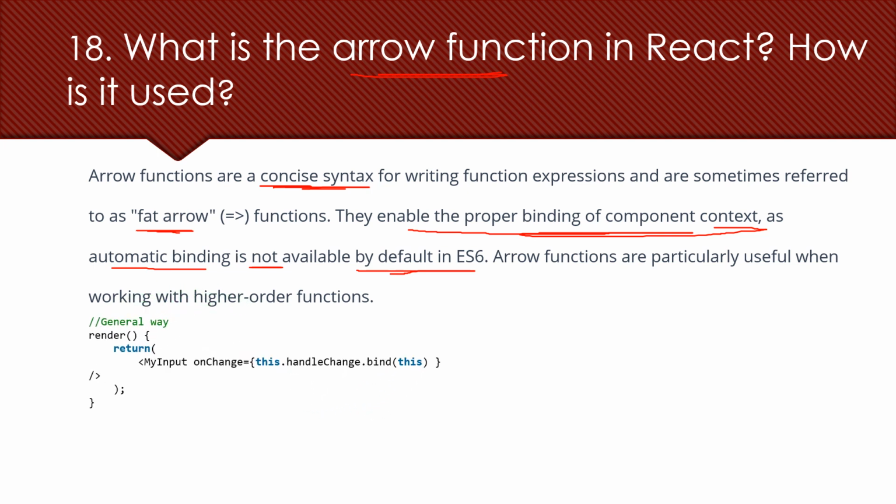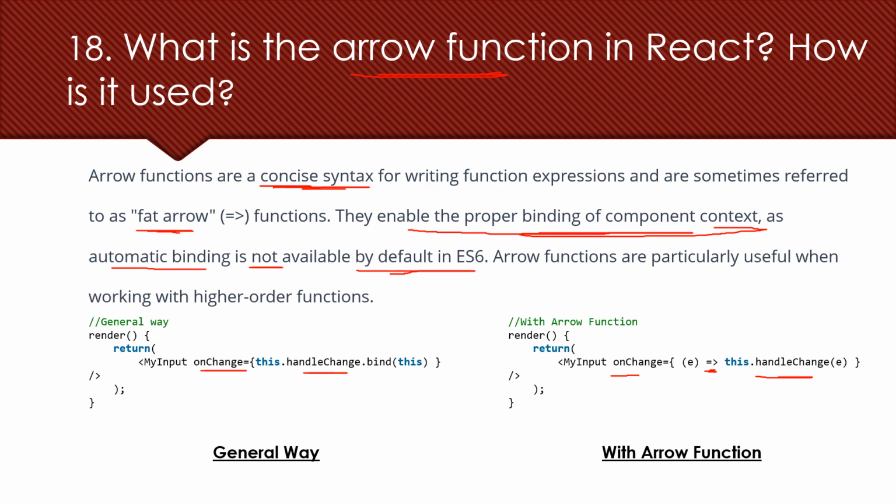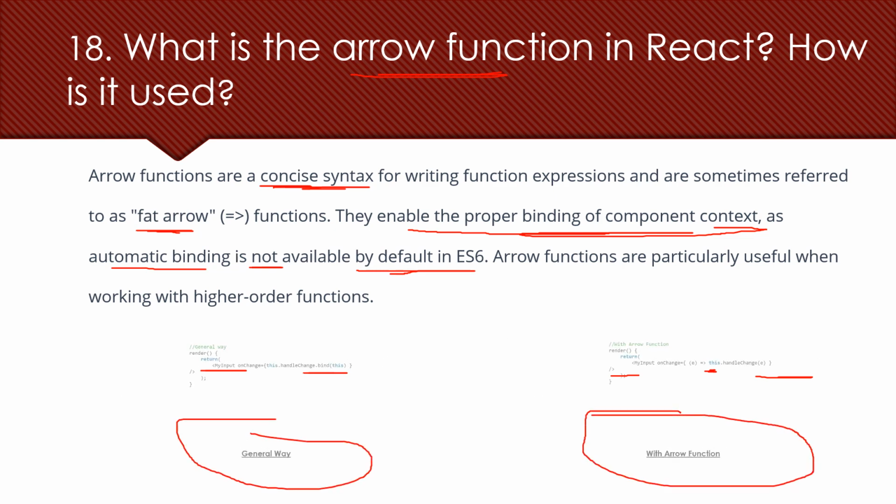For example, in the general way, this is how we write it without the arrow function. This is how we do the binding with our event. For example, I want to bind this on change event with this handle change function. I will do it in this way. This is a syntax. But with the arrow function, I can simply write on change equal to this arrow function, or the fat arrow function, and this is how I can write the syntax. This is the general way, and this is with arrow function.